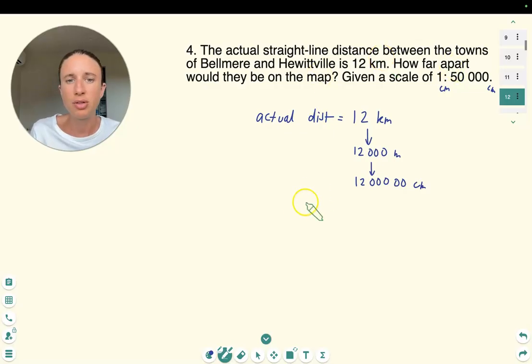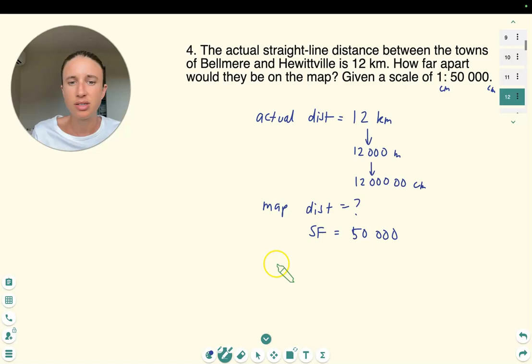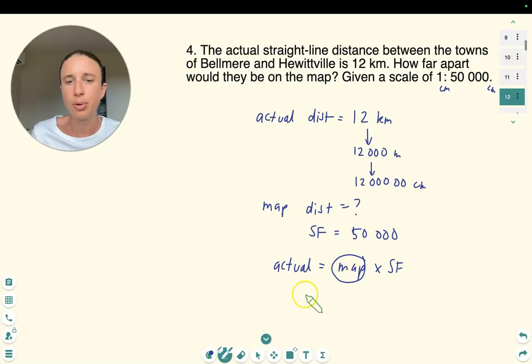How far apart would they be on the map? So that's what we're trying to find. And we're given a scale of 1:50,000. So the scale factor is that number on the right. And then I remember my rule, right? Actual is the map times the scale factor. That's how you scale things up. Okay, and what are we trying to find? We're trying to find the map distance. That means we're going to have to divide both sides by the scale factor. So the map is the actual divided by the scale factor.